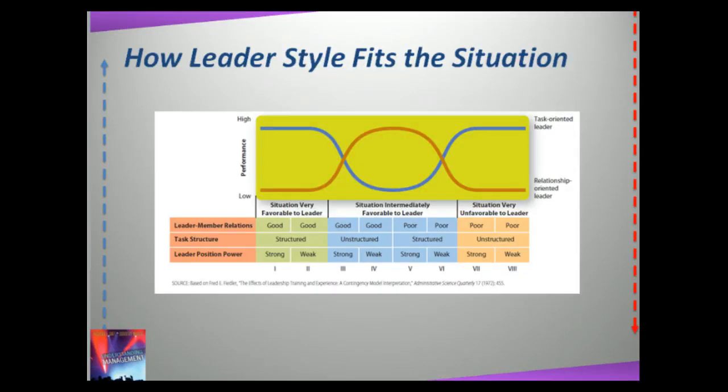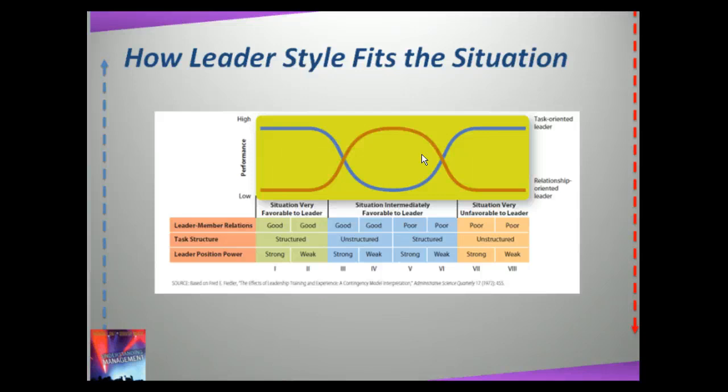So let's talk about how this works and how this fits. When Fiedler examined the relationships among leadership style and situational favorability, he found the pattern that was shown in this graph that you're looking at right now. Task-oriented leaders are more effective when the situation is either highly favorable or highly unfavorable. So also what you're seeing is that relationship oriented leaders are more effective in situations of moderate favorability.